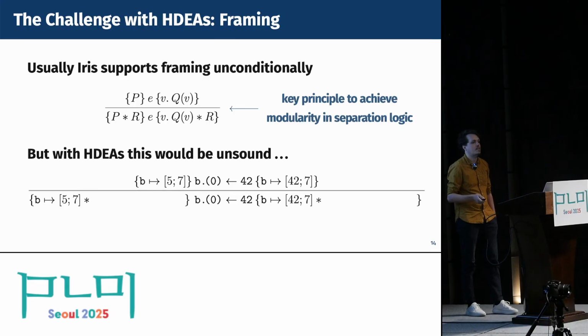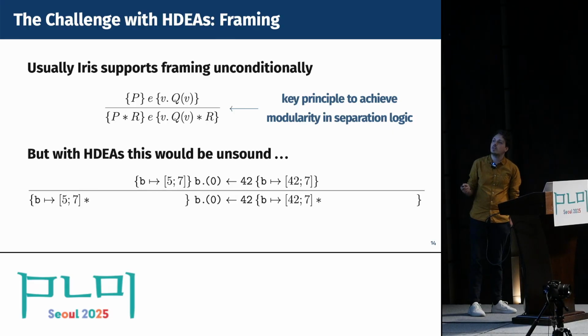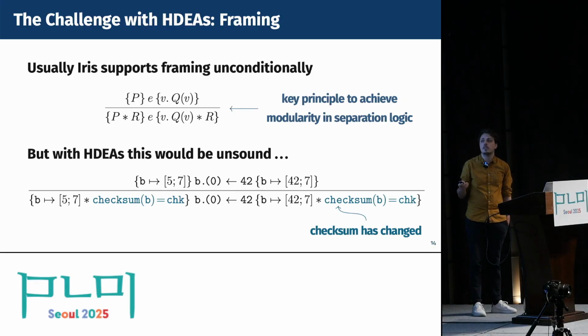And to illustrate that, I've brought along a counterexample. Suppose we have a buffer initially storing 5 and 7, and now we update the first entry in the buffer to store 42. Typically, with the frame rule, we could frame anything around this, including, in the presence of heap-dependent expression assertions, the fact that checksum of b currently evaluates to check. But of course, if we change the contents of the buffer, then the checksum cannot stay the same.